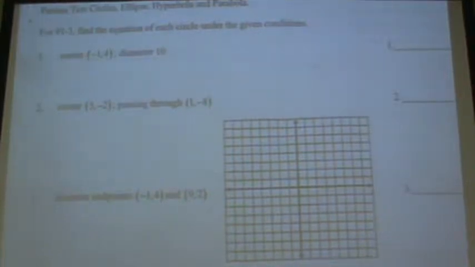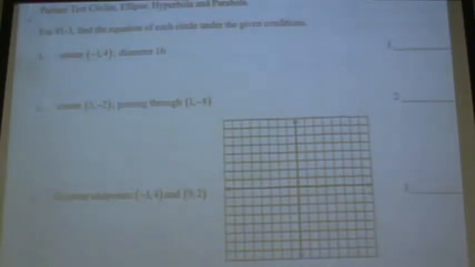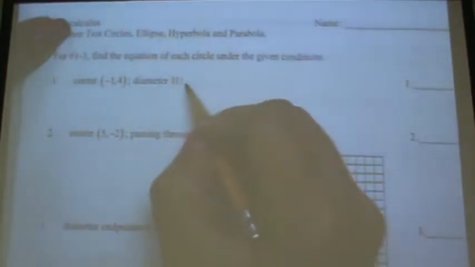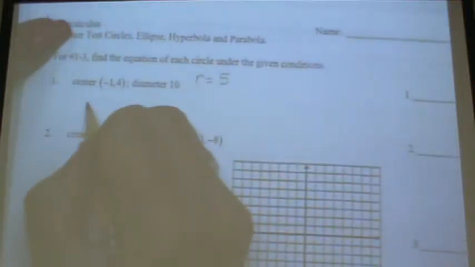All right, number one. Find the equation of a circle, and I want it in standard form under the given conditions. So for number one, if the center is at -1, 4, and the diameter is 10, what's the radius? 5. Radius is 5. So how are you going to write this equation? X plus 1 squared plus y minus 4 squared equals what?